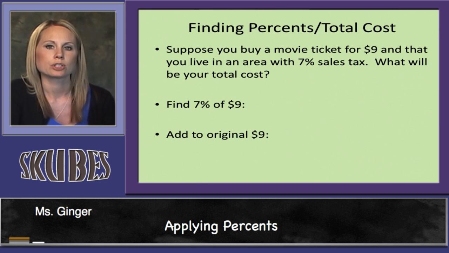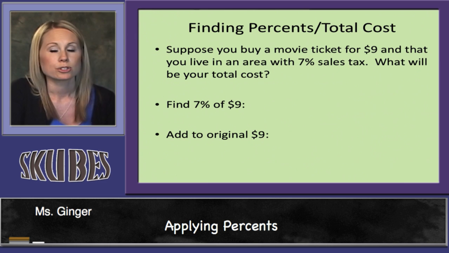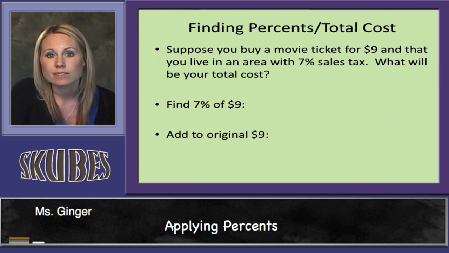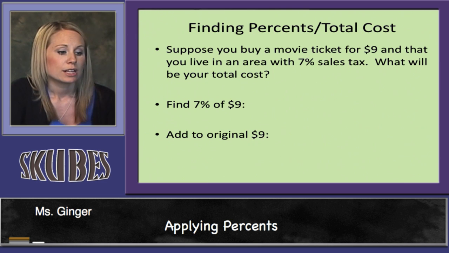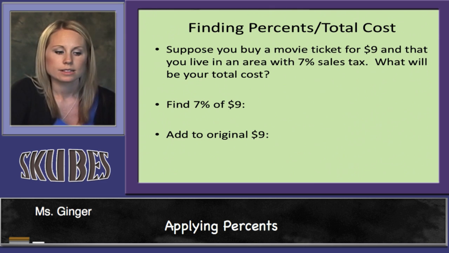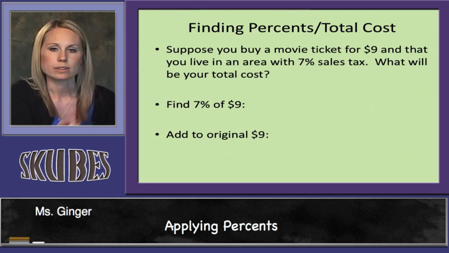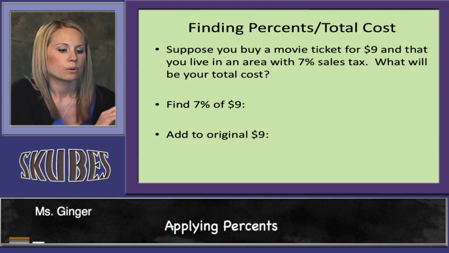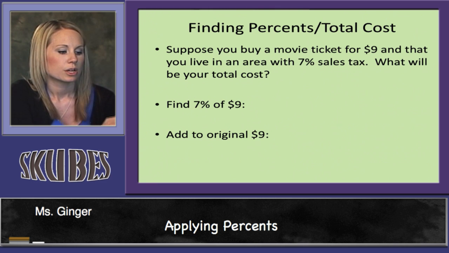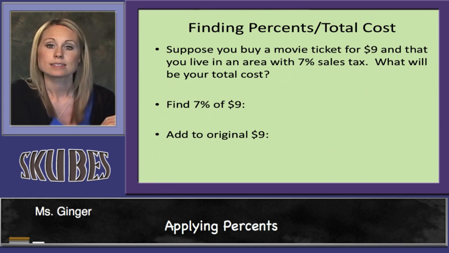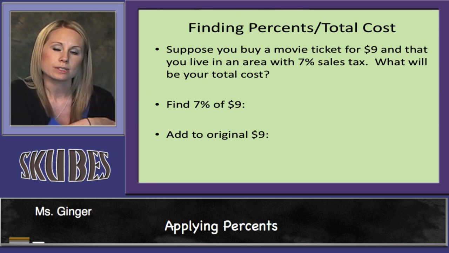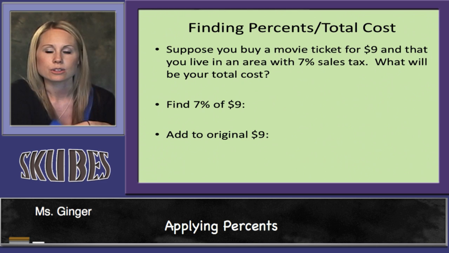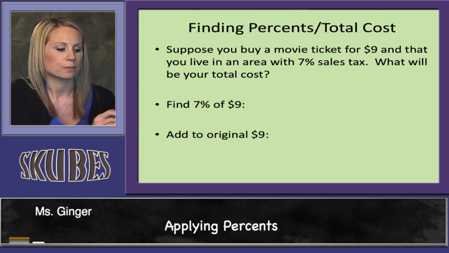So applying it to a real situation, let's say you're going to go purchase a movie ticket. They're very expensive now, around $9. Let's say that you live in an area with 7% sales tax. Well, you're not really going to pay $9. You're going to pay $9 plus the sales tax on that amount, plus if you bring any buddies along. So what will be your total cost? Well, first you want to find that 7% of $9 the way we just did, and then you're just going to add that to your $9, and that will be your total.